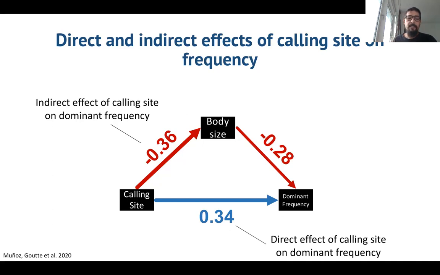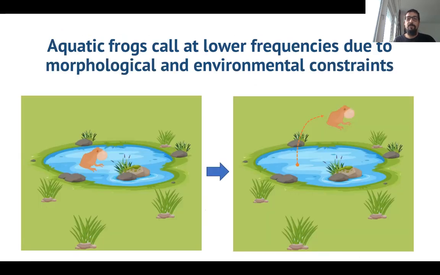So what we find with this path analysis is support to our idea that the frequency of the vocalization of frogs is under constraints by the immediate environment, and that aquatic frogs produce lower frequency calls because they are less constrained to inflate these structures than non-aquatic frogs.